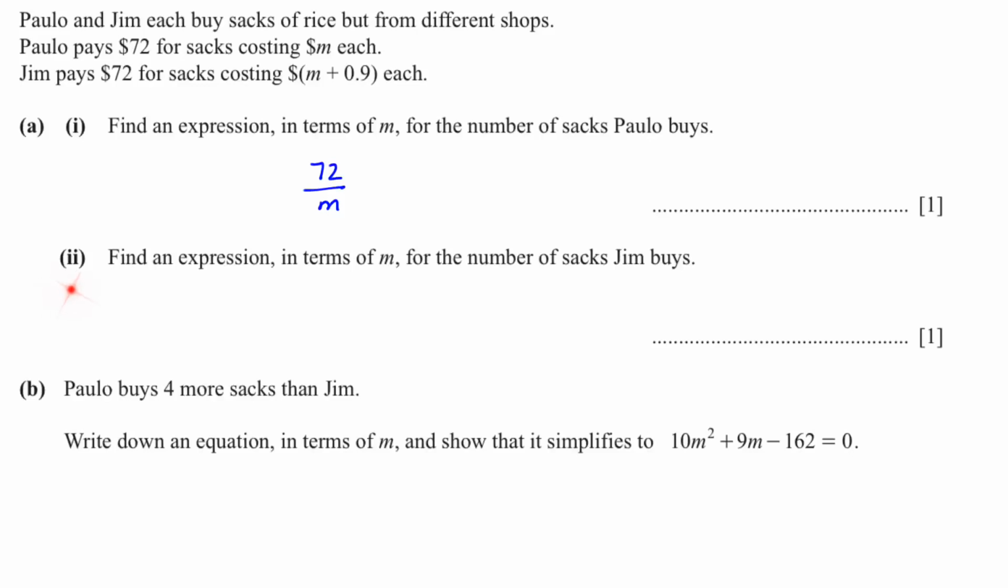A2. Find an expression in terms of M for the number of sacks Jim buys. Again, Jim pays $72 and each bag is M plus 0.9. So when we divide 72 by M plus 0.9, we will know the number of bags or sacks he buys. In B, Paolo buys 4 more sacks than Jim. Write down an equation in terms of M and show that it simplifies to 10m square plus 9m minus 162 is equal to 0.